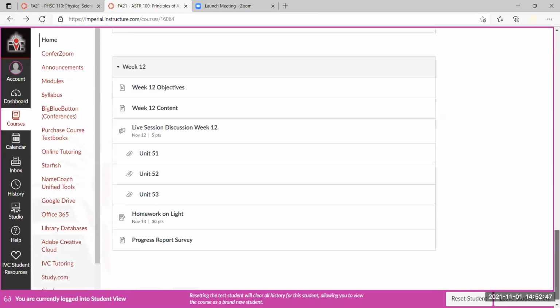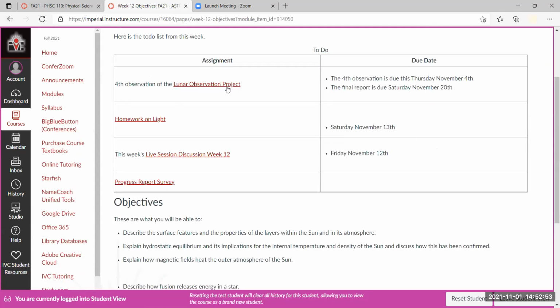So let's look at week 12 in terms of the objectives again, just briefly. The objectives were, again, you have the fourth and the final observation from the lunar project. So please take care of it. It's going to be this Thursday, not Wednesday. I know we've been doing it on Wednesdays in the past, but this time around, it's going to be this Thursday on November 4th.